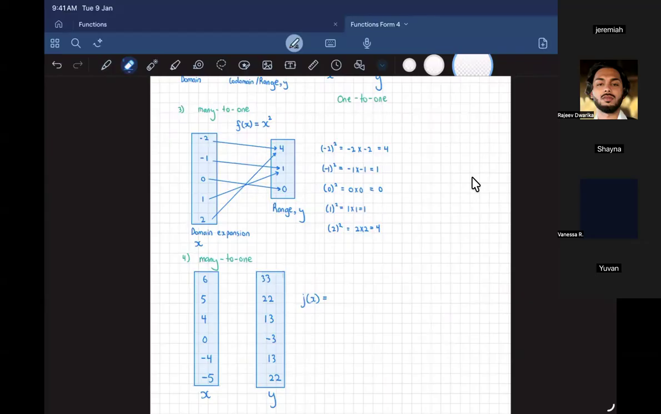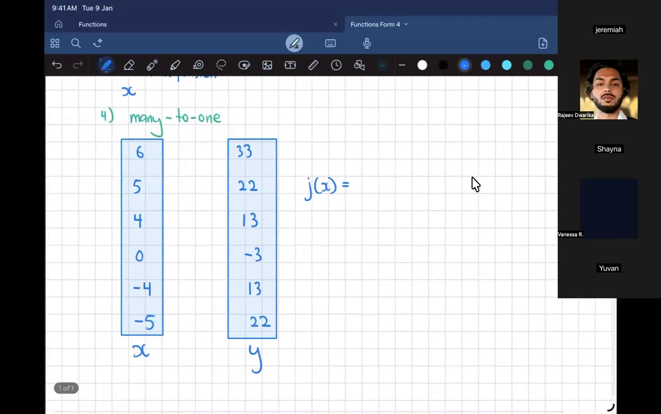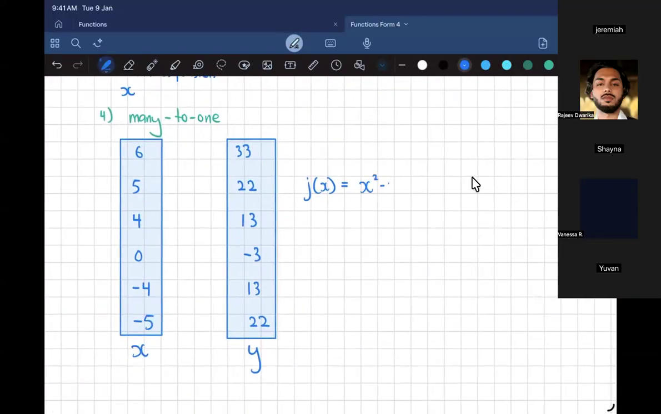So, Shayna, did you figure it out? Yes, sir. All right, so tell me, what is the function? X squared minus 3. Yes. Jada, on a scale of 1 to 10, how are you feeling about that? Do you know why they're saying x squared minus 3? Yes, I do. All right, so let me prove that. I'm going to just complete the diagram. So 6 would go to 33, 5 would go to 22, 4 would go to 13, 0 would go to minus 3, minus 4 would go to 13.